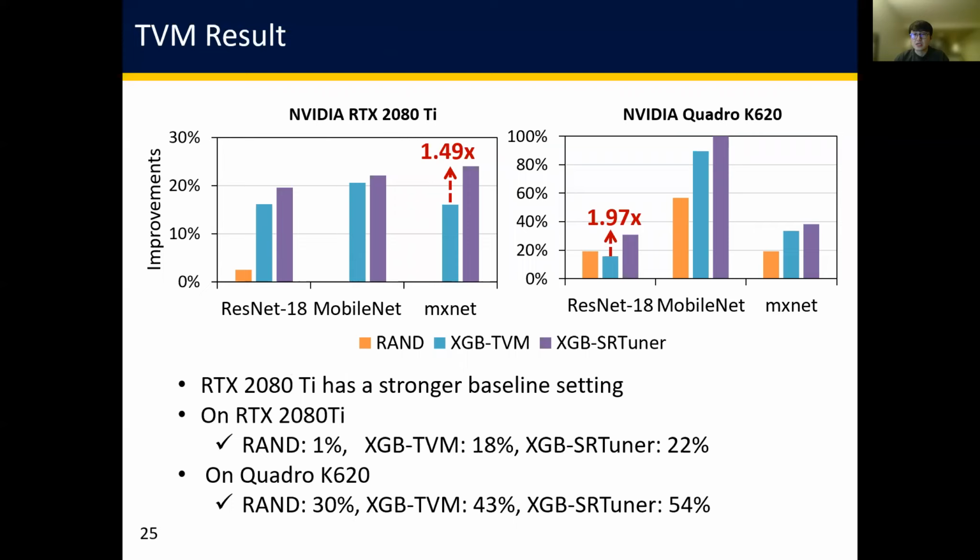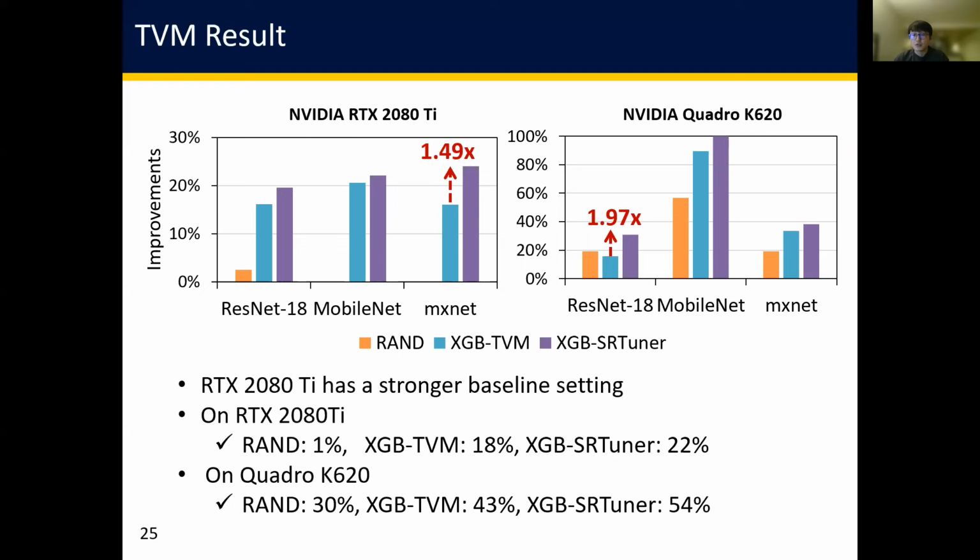This shows the experimental results with real-life deep learning workloads on two GPU devices. RTX 2080 implies a higher-end device compared to Quadro. As TVM provides a better default setting on RTX 2080, its tuning is more difficult, which makes random search fail to extract the performance gain.